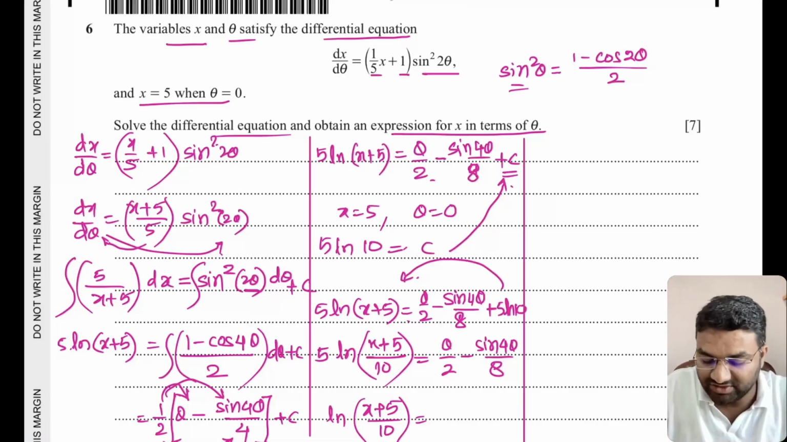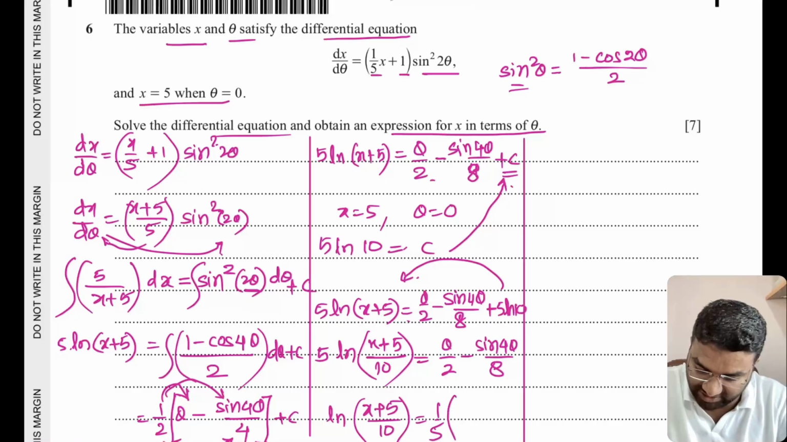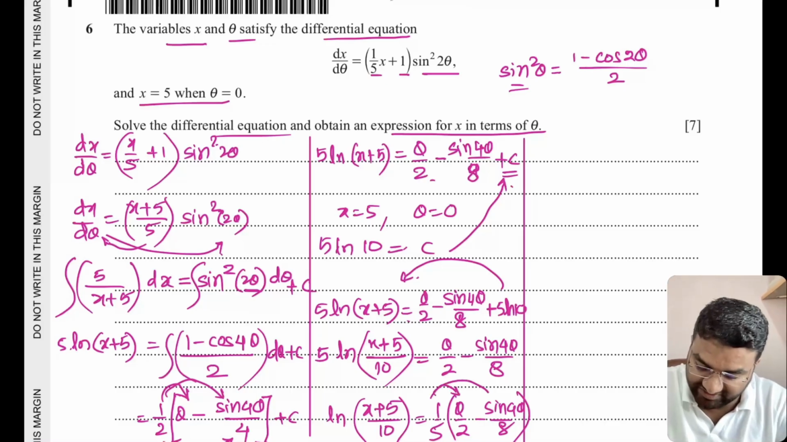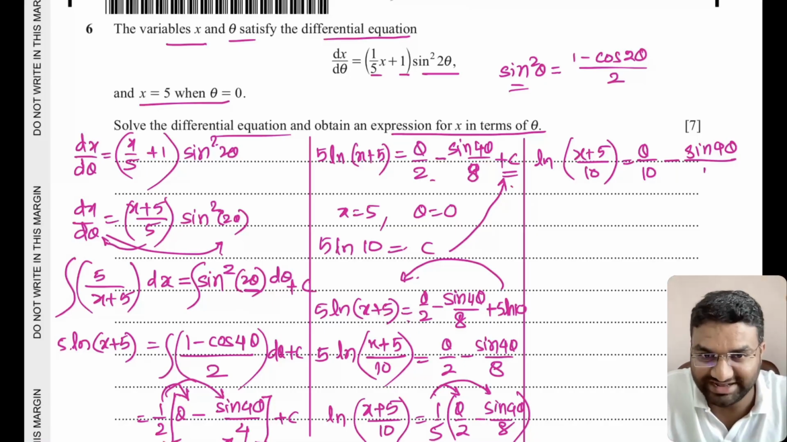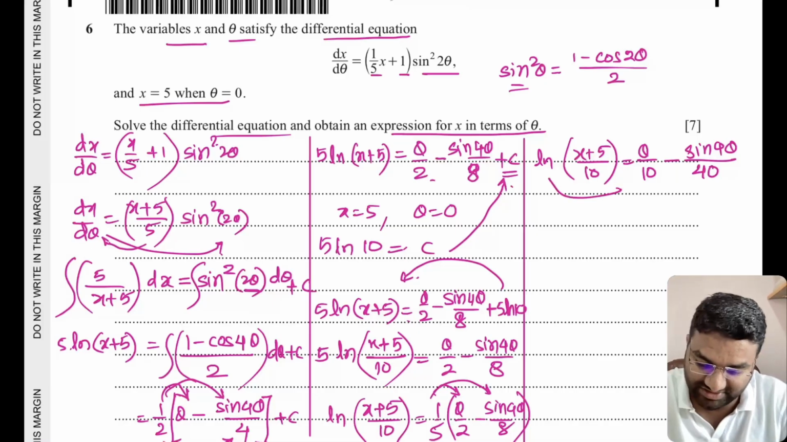when you transfer the 5 to the right, it becomes division. So it's 1 upon 5, theta by 2 minus sine of 4 theta by 8, isn't it? Now multiply in the bracket this 1 by 5. All right, so it's ln of x plus 5 upon 10 is equal to theta by 10 minus sine of 4 theta by 8 times 5, which is 40. Yeah, that's it. Then transfer this part to the right.